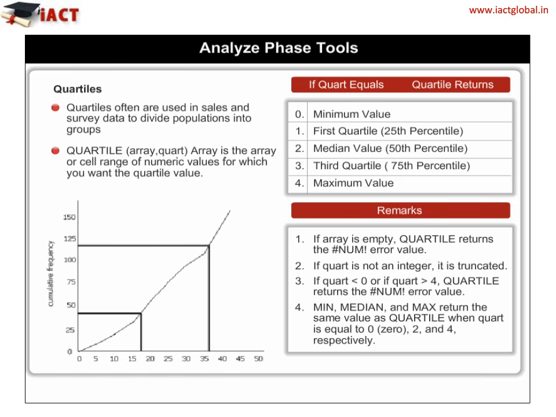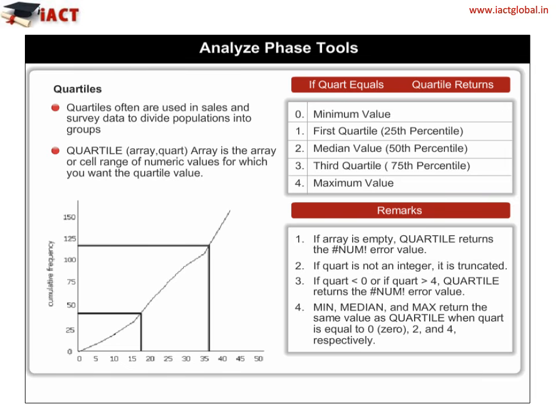Quartiles. Quartiles are used to divide populations into groups. Quartiles can be calculated in Excel using the quartile function. Arguments of the quartile function are one array and two quart. Array is the array or cell range of numeric values for which you want the quartile value. Quart indicates which value to return.